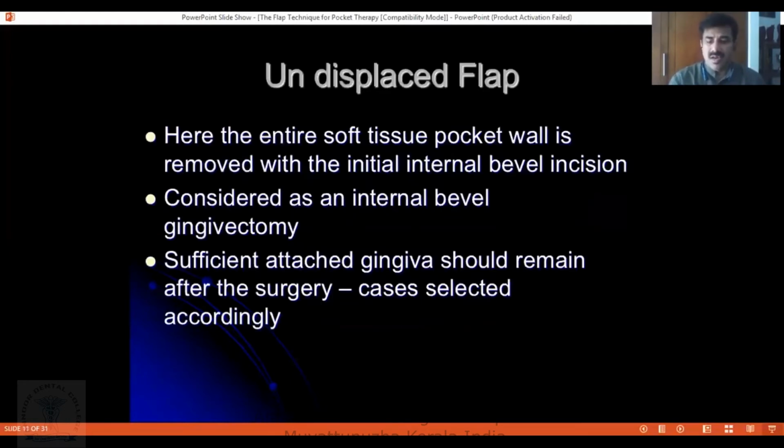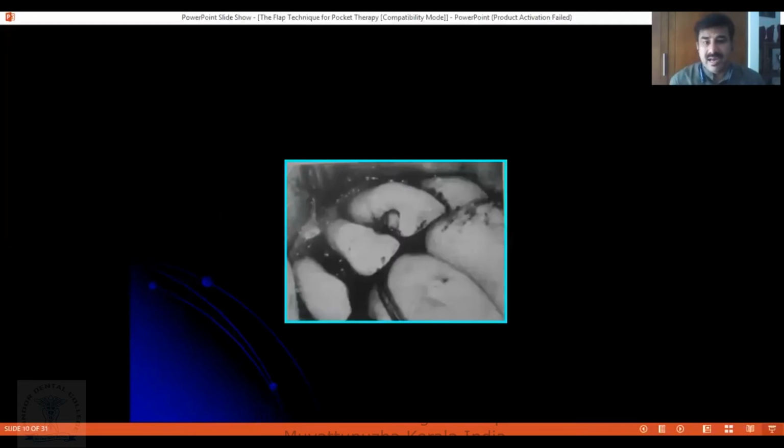So these are the steps of the modified Widman flap surgery. The basic advantage of doing a modified Widman flap surgery is that you are removing the inner lining of the pocket, while the outermost gingiva is completely uninvolved. So there will be minimal recession post-operatively when you do this type of flap surgery. At the same time, you have removed the pocket lining. Good.